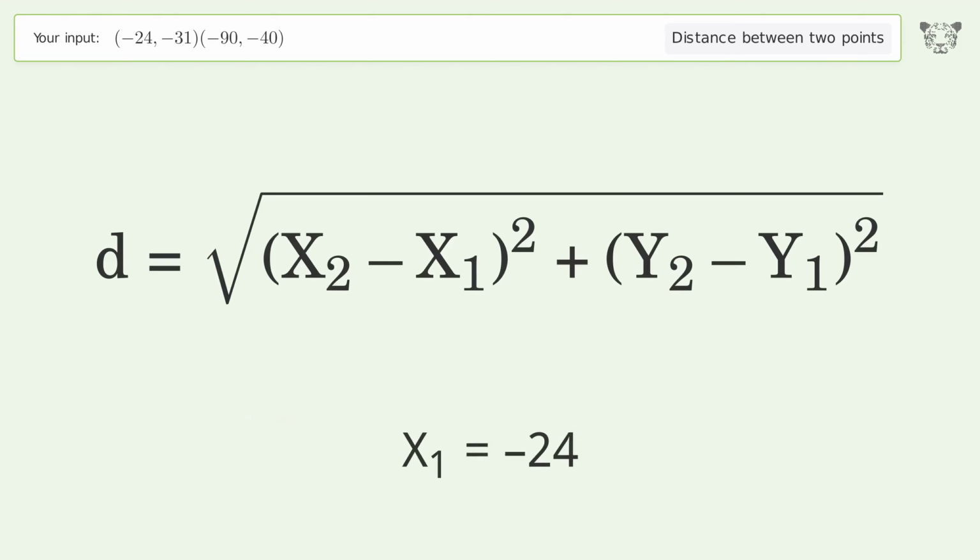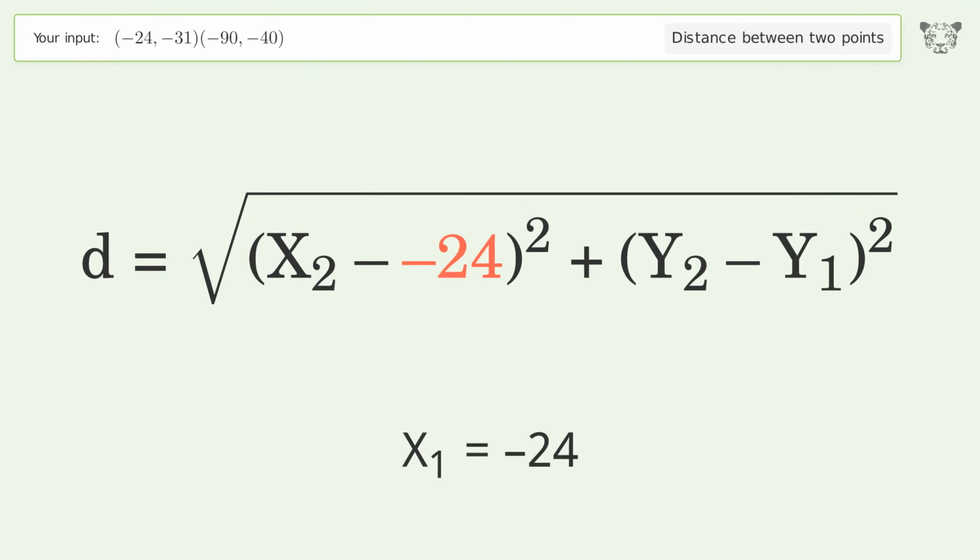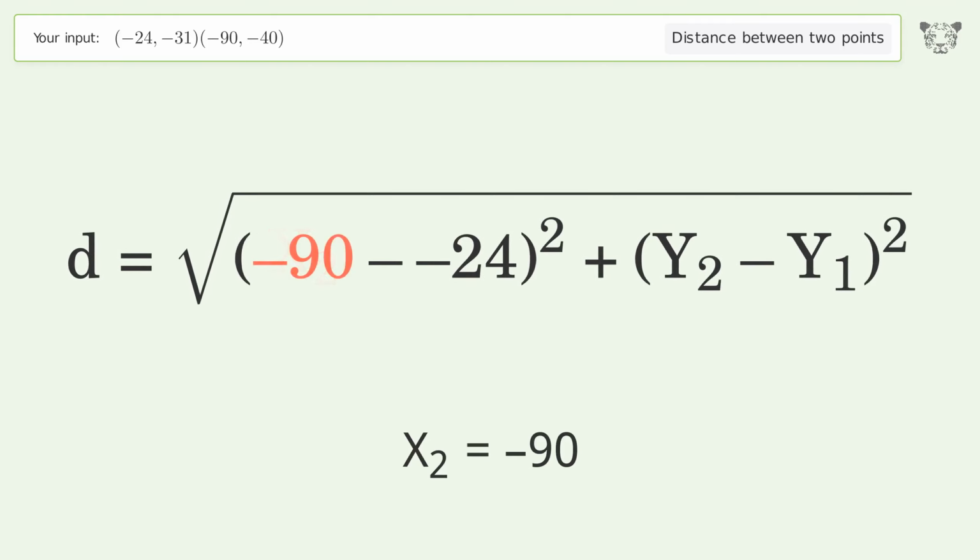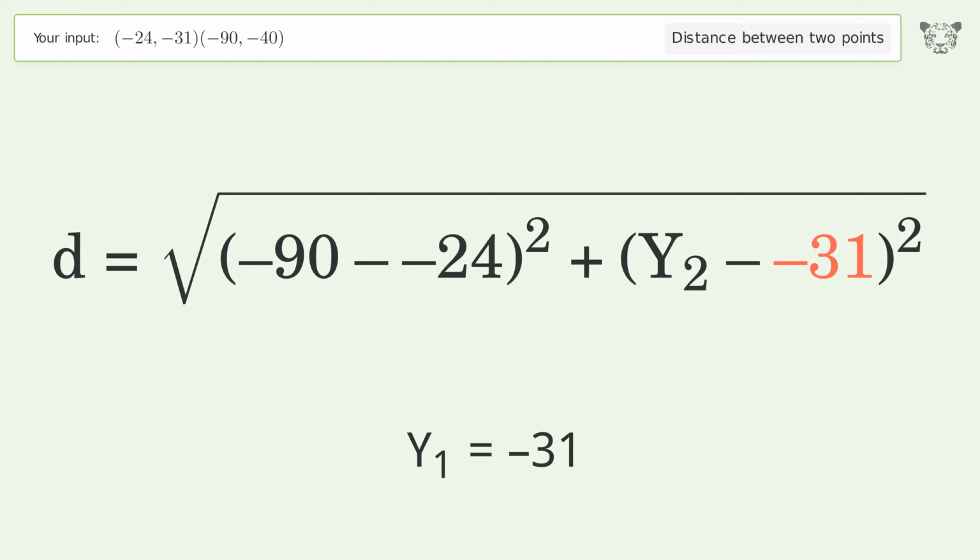x1 equals -24. x2 equals -90. y1 equals -31. y2 equals -40.